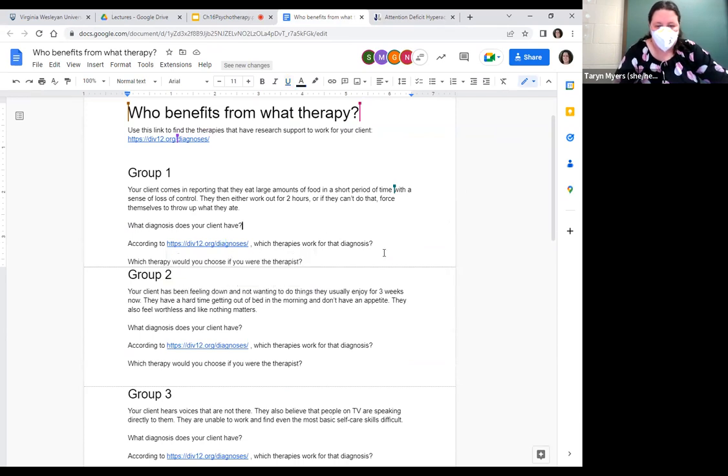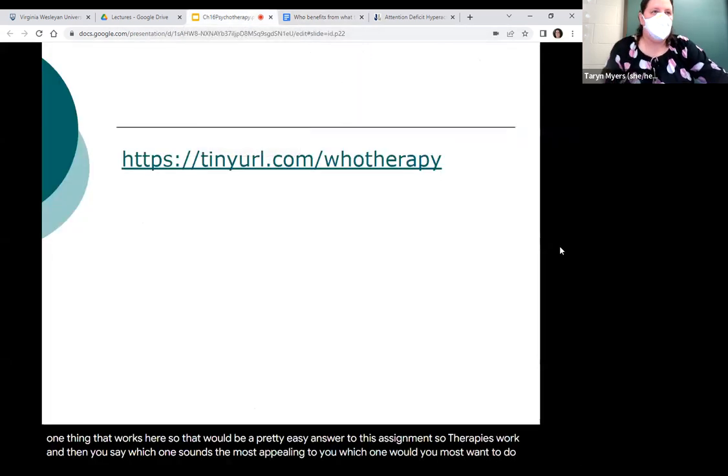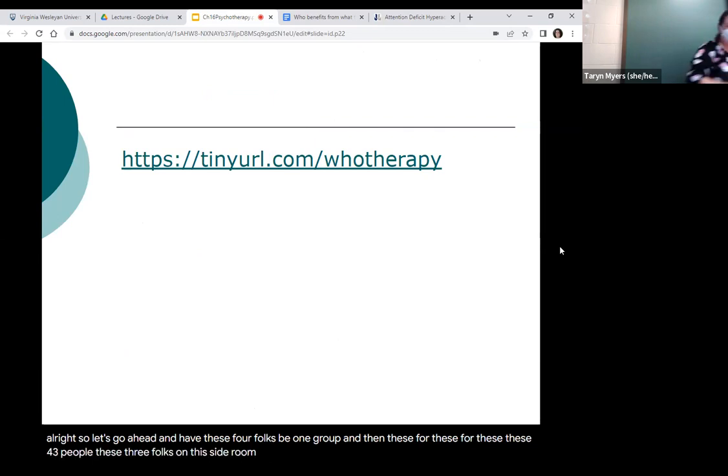You would look at what therapies work, and then you say, which one sounds the most appealing to you? Which one would you most want to do? All right, so let's go ahead and have these 4 folks be one group, and then these 3 folks on this side of the room be group 2. So group 1, group 2.